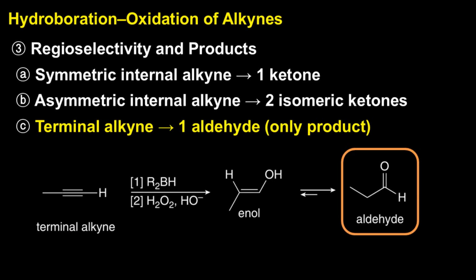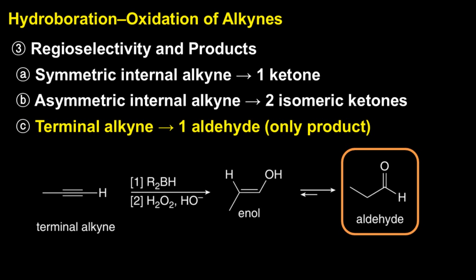Now let's finish up by looking at the regioselectivity and what kinds of products you can expect from this reaction. If you start with a symmetric internal alkyne, both ends are identical, so after hydroboration oxidation, there's only one possible outcome. You get a single ketone. But if the alkyne is asymmetric, meaning the two ends are different, things change. Now the enol can form in two different ways, and that leads to a mixture of two isomeric ketones.